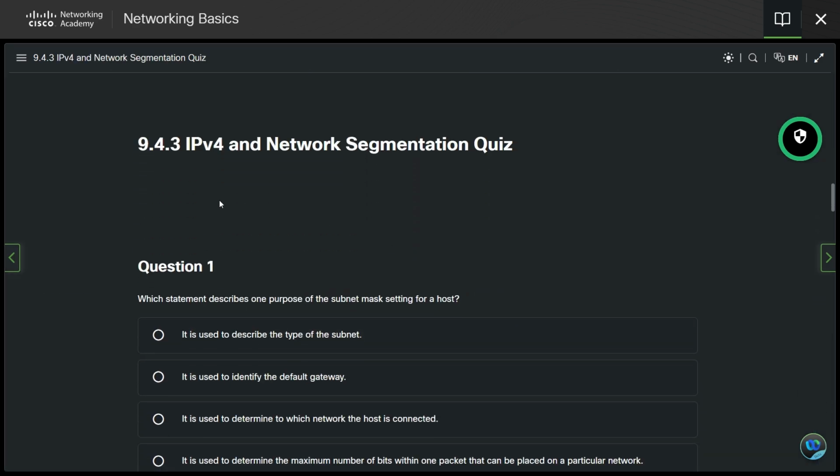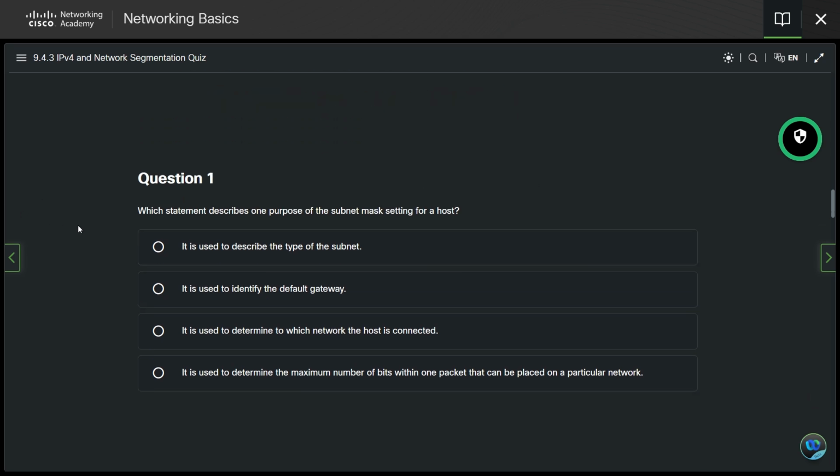Finish with IPv4 and networking segmentation. The first is question 1. Which statement describes one purpose of the subnet mask settings for a host? It's used to describe the type of subnet? No. It's used to identify the default gateway? No. It's used to determine which network the host is connected to?